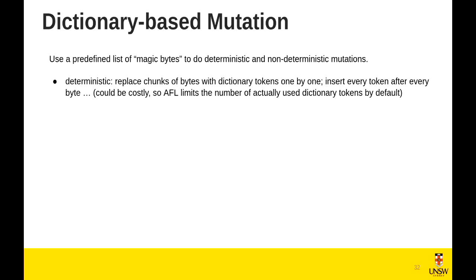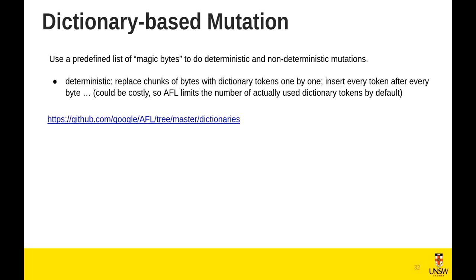And it could be very, very costly here, because imagine we have 30 tokens, and the test input has 300 bytes. This means that if we want to do the deterministic insertion, we will have 9,000 new test cases, new test inputs. So that's why this could be very costly. AFL actually limits the number of actually used dictionary tokens by default, but we can tweak that with some options.